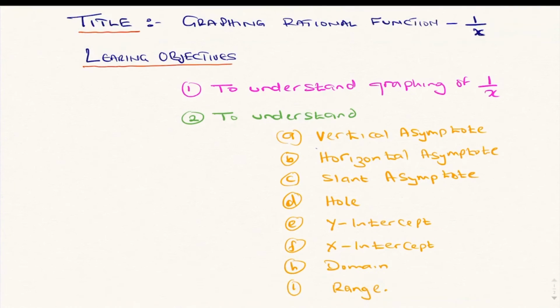Title: Graphing Rational Functions such as 1 over x. Learning objectives: 1. To understand graphing of 1 over x. 2. To understand vertical asymptote, horizontal asymptote, slant asymptote, hole, y-intercept, x-intercept, domain, and range. These are the 8 points that we need whenever we're graphing rational functions.